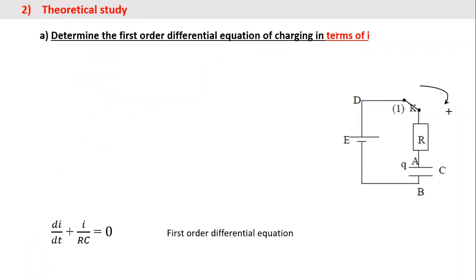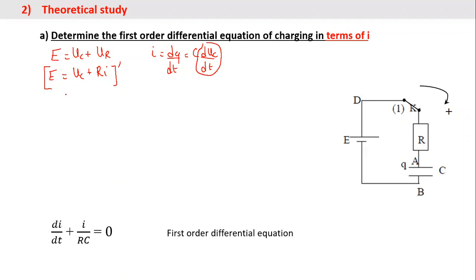Now in terms of I. In order to find it in terms of I also, E equals UC plus UR. So E equals UC plus R times I. But I want it in terms of I, so I don't need UC here, but we know that I equals dQ by dt, which is equal to C duC by dt. This means I must have duC by dt. So what can we do? We can take the derivative of the equation.